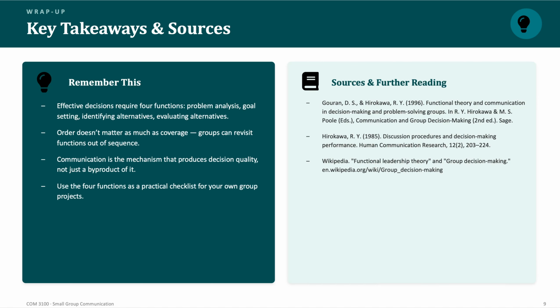So again, effective decision-making requires the four functions: analyzing the problem, setting goals, identifying alternatives, and evaluating those alternatives. All right. Again, it doesn't matter the order, just as long as you can go back and forth between them. Right? Communication is the mechanism that produces decision quality. It is not just a byproduct of it. Right? And then use those checklists and think about how your group did that.